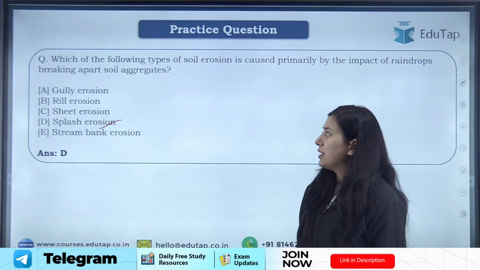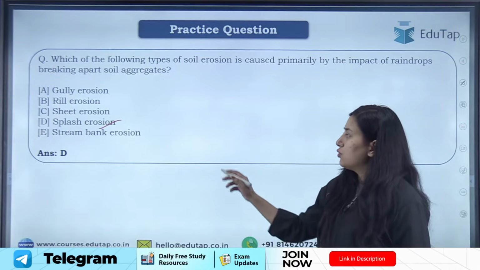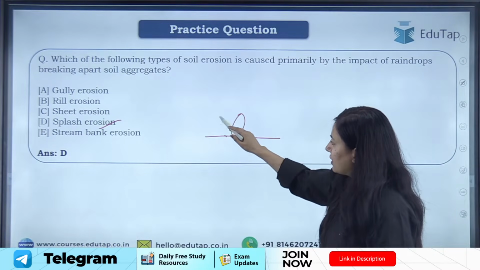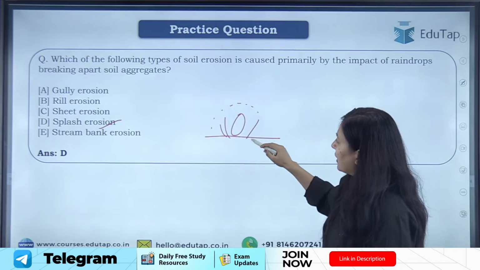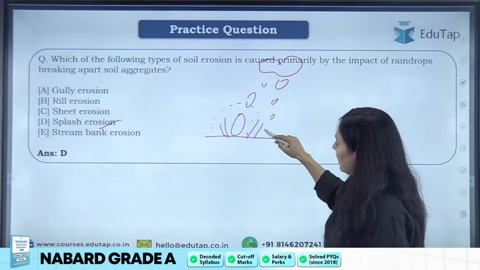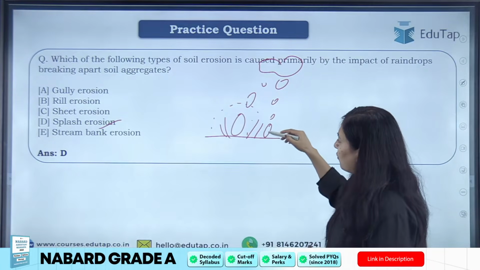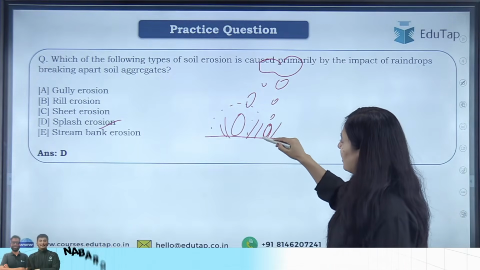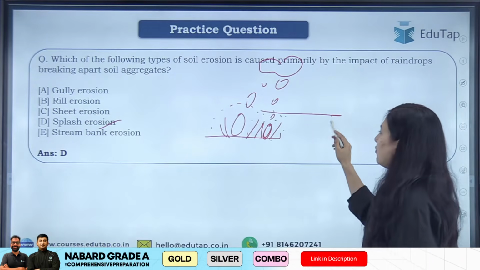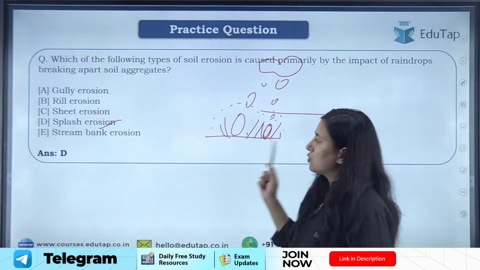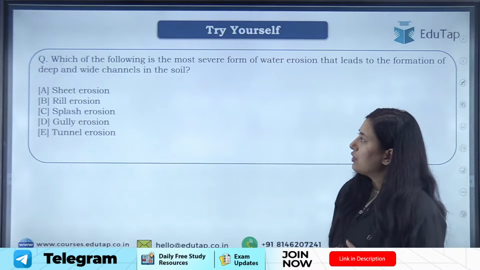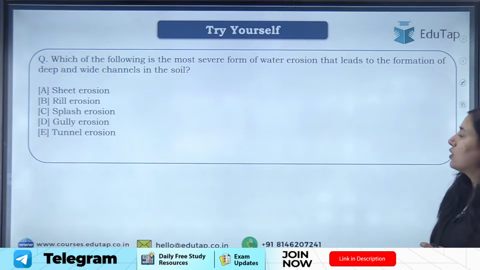So students, whenever erosion happens with water, the first erosion that you will see is due to the impact of raindrops on the soil surface, where the soil particles get detached. As soon as the raindrop hits the soil, the soil particles get detached and can be carried from one place to another, and this erosion is known as splash erosion. Clear?